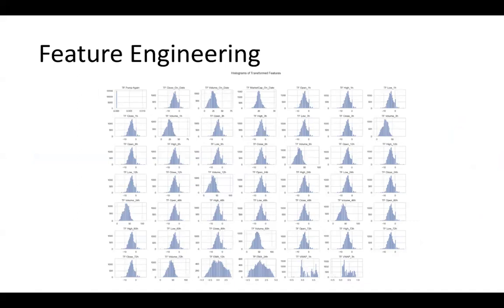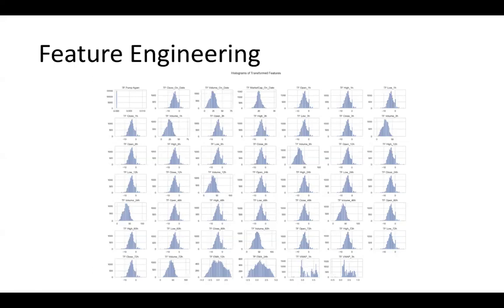So in the next session, I will walk you through the feature engineering process I have undertaken in my analysis, explaining the rationale behind each feature and its significance. So these are some examples of the features after doing the Box-Cox transformation. Start with the feature pump again.